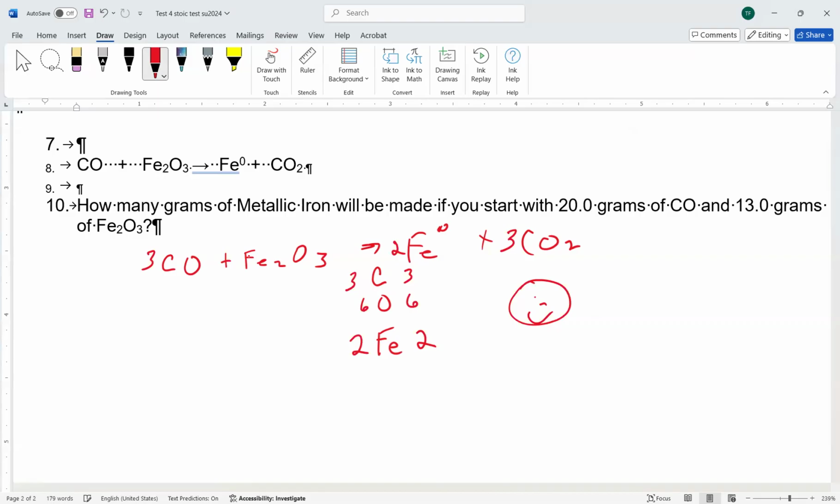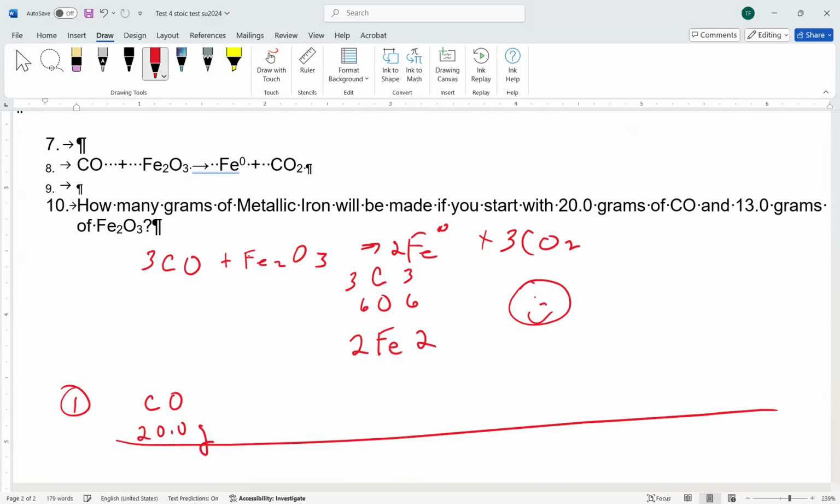Okay, now notice first thing, we have two givens. So step one is balance the equation. Whenever we have two givens, we have to determine in two steps which limits the reaction. Okay, so let's start with CO. Okay, so we have 20 grams of CO.